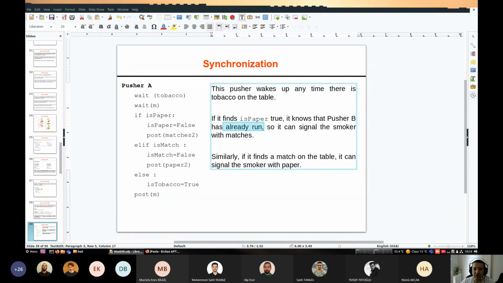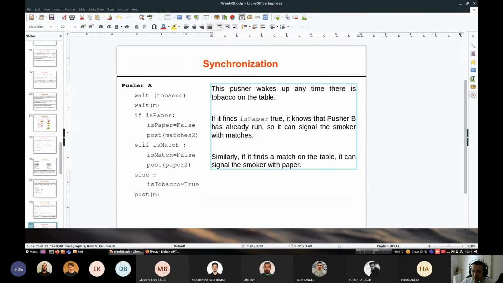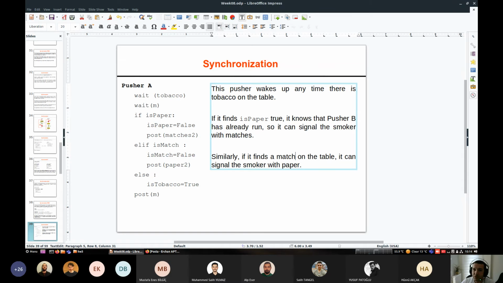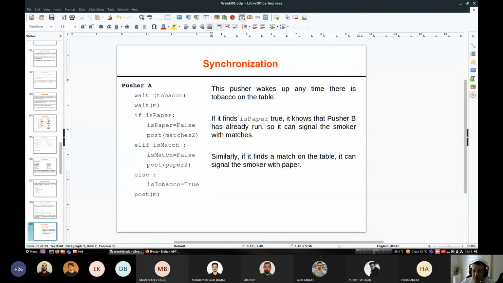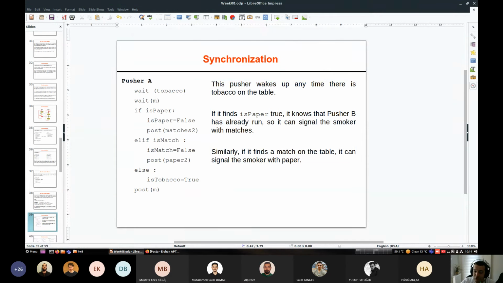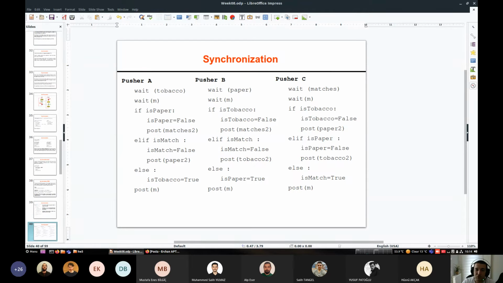No, it's correct. Okay. And then it signals the smoker with the matches. Now, similarly, if it finds a match on the table, of course, it can signal the smoker with the paper. Now, you need to see the additional pushers in order to understand what is going on in this case.